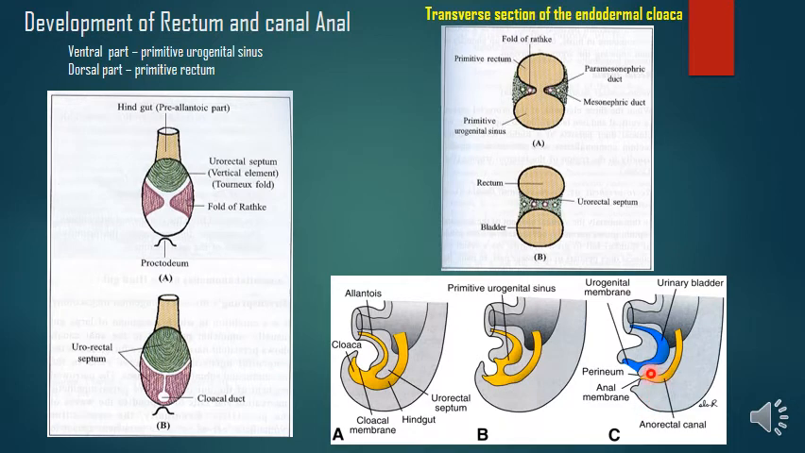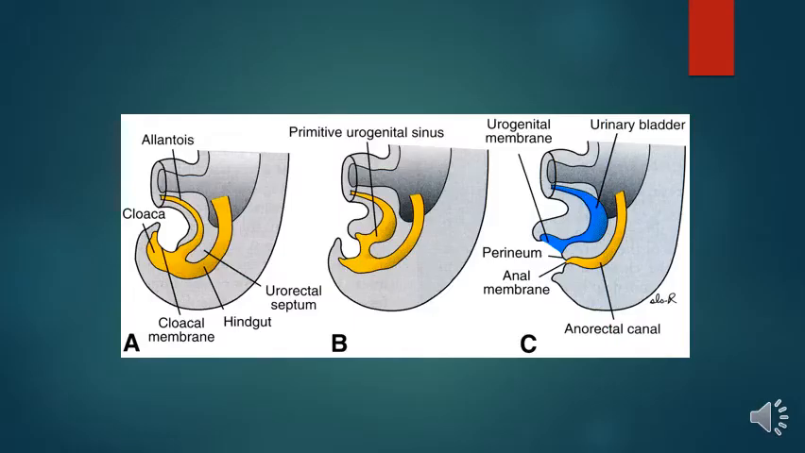The upper part of the anal canal is from the endodermal cloaca, whereas the lower part is from the ectodermal proctodium. So the lower part of the anal canal is derived from the ectodermal proctodium. Here we can see the same thing. This is the anorectal canal. So the upper portion of the anal canal is derived from the endodermal cloaca, whereas the lower portion is derived from the ectodermal proctodium. Okay.